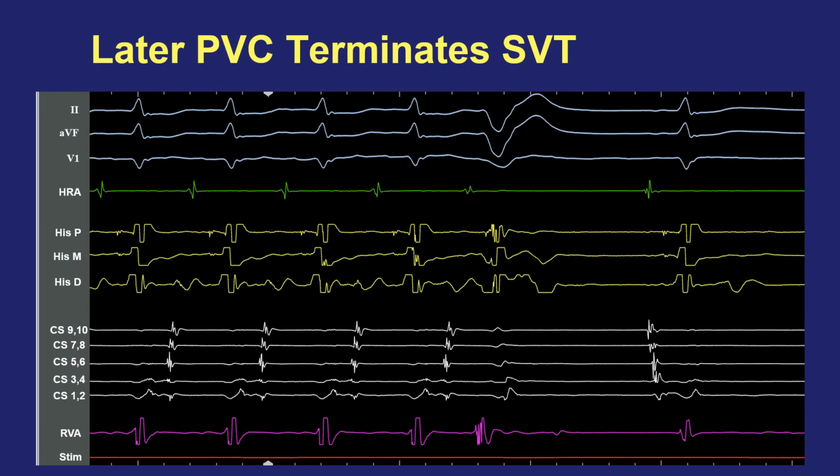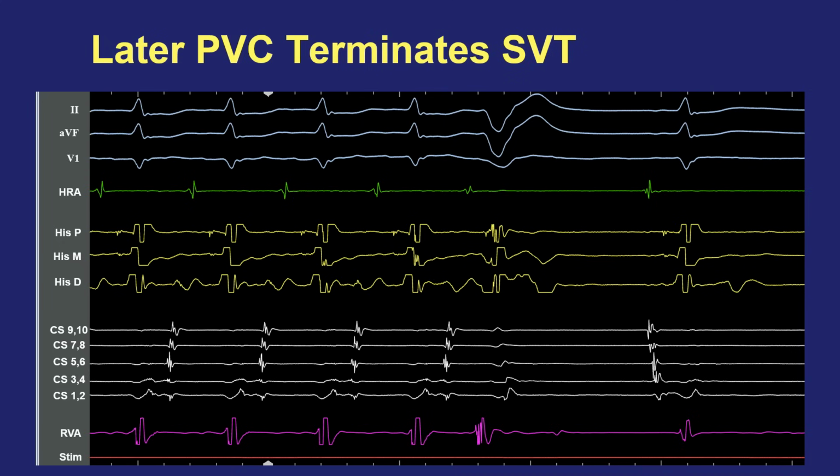Here is another really cool example that is going to be seen on EP boards because it's one of those observations that actually can rule out two things at once, similar to the bundle branch block impacting the tachycardia, making the definite diagnosis. Here's another example of that type of phenomenon.